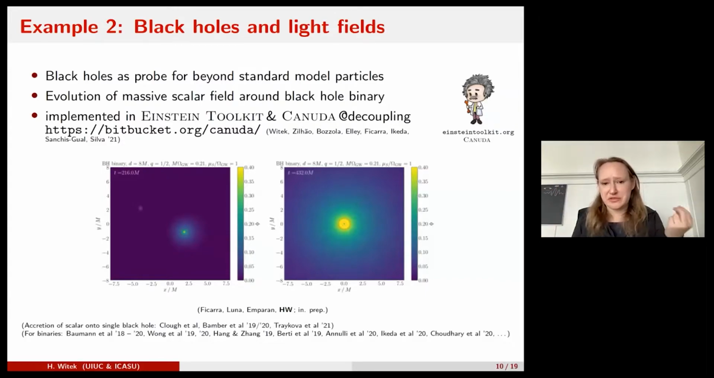What we've done with one of my students, Giuseppe Ficara, who is finishing this summer, is to actually look at binaries of the system. And in the first instance, we are focusing on the decoupling regime.